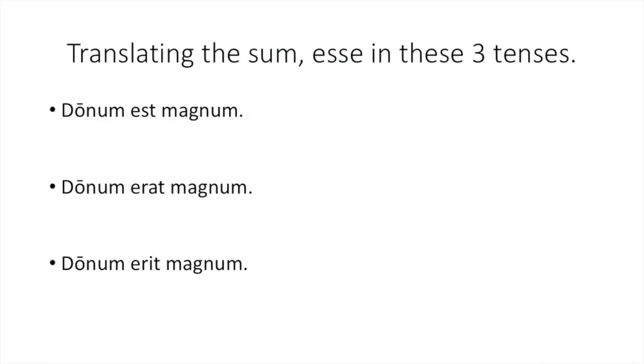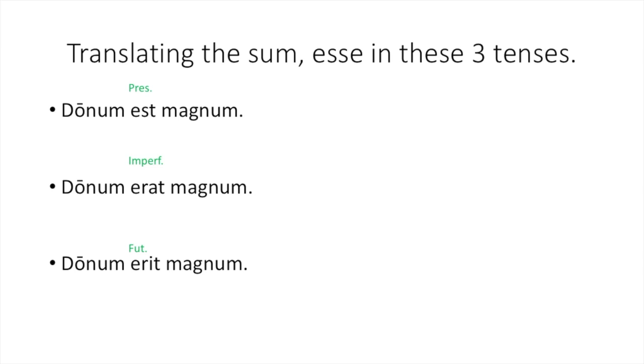So let's look at our example: donum est magnum, as well as donum erat magnum and donum erit magnum. This is a very similar sentence in all three tenses. You'll notice that est is our present tense of sum, esse, erat is our third person singular imperfect, and erit is our future form of our linking verb sum, esse.